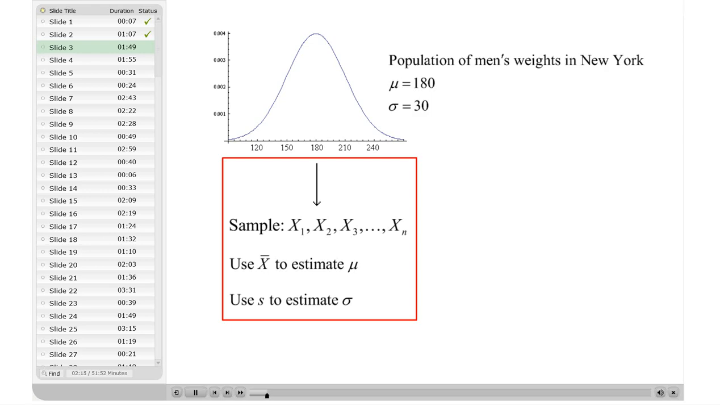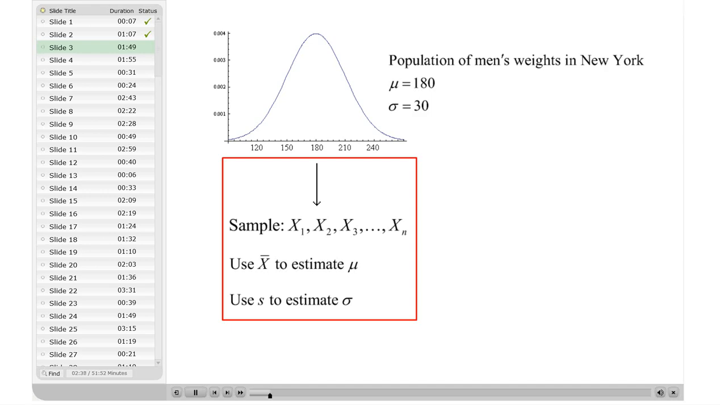Well, it seems pretty reasonable that if we are trying to estimate the population mean, then we could just use the sample mean to estimate it. And the same thing goes for the standard deviation. If we didn't know the standard deviation and we wanted to estimate it, we could use the sample standard deviation. So this is common sense, but it actually turns out that this is the mathematically correct thing to do.